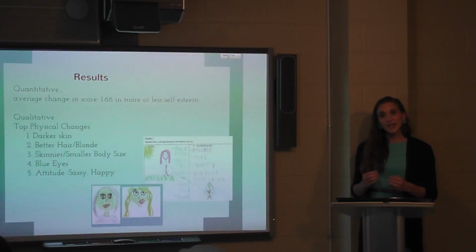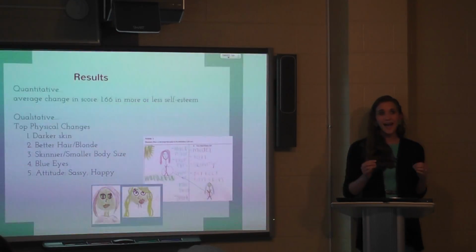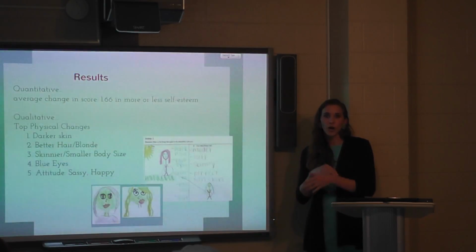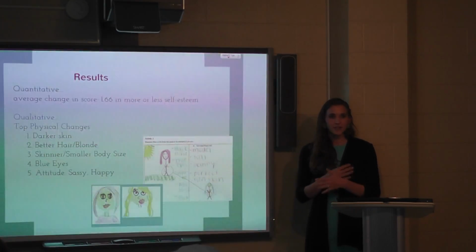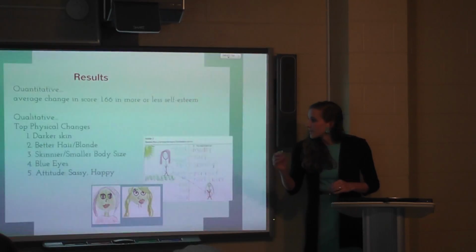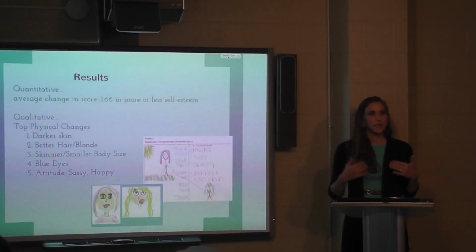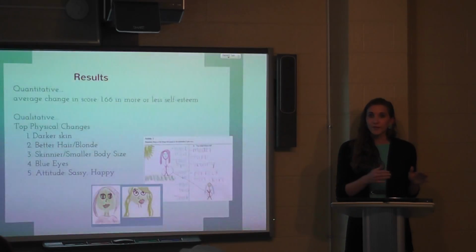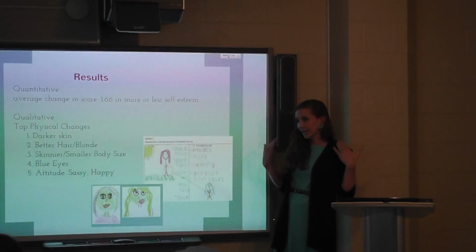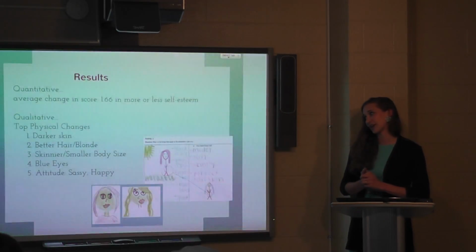But the really interesting data that we found was qualitative, in the drawings. Five out of the six girls that drew these pictures for me mentioned that they wanted tan, dark, or imperfect skin. So they wanted to change their complexion and the way that they looked. Five out of six. The second thing that we saw was four out of the six girls wanted better hair. Specifically, three out of those four wanted blonde hair. And then one girl mentioned that she wanted long, blonde, curly hair, as you can see here, as opposed to short brown hair, which is very interesting to me.